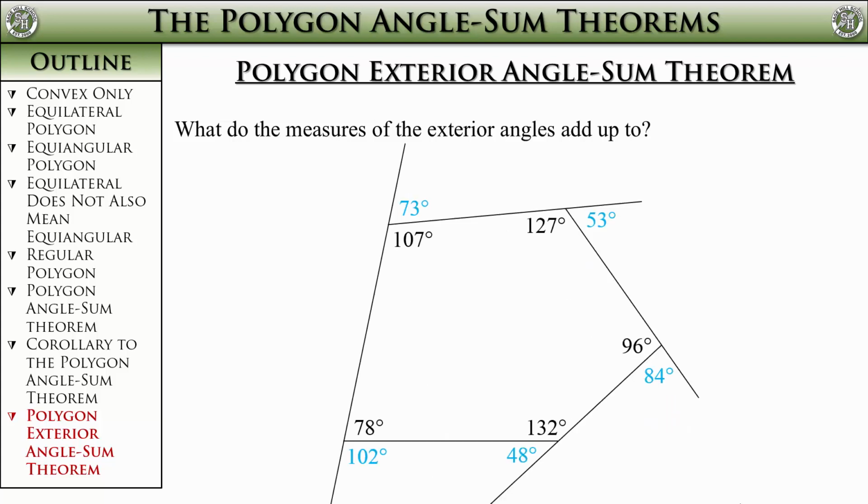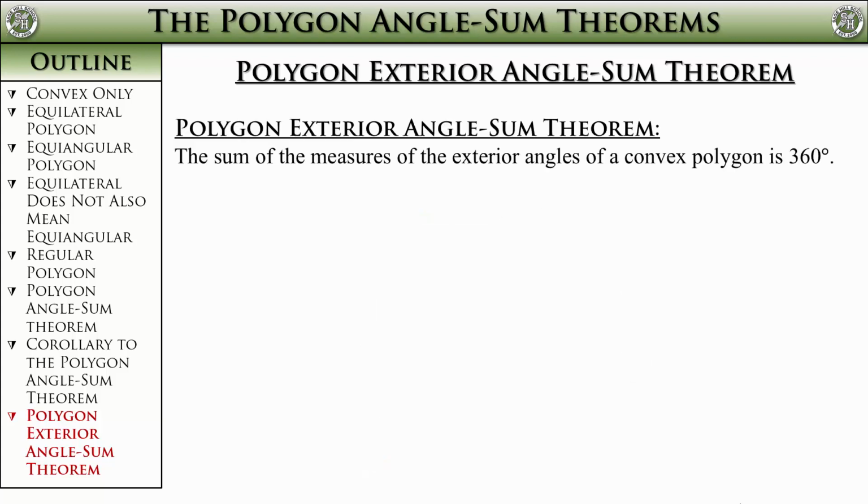Let's try one more. Here's a pentagon with the interior and exterior angles already drawn in. A quick check on the calculator, and you find that the exterior angles here also add up to 360 degrees. Twice might be a coincidence, but now we have a trend. The Polygon Exterior Angle-Sum Theorem says that the sum of the measures of the exterior angles of a convex polygon is 360 degrees. Always 360 degrees.